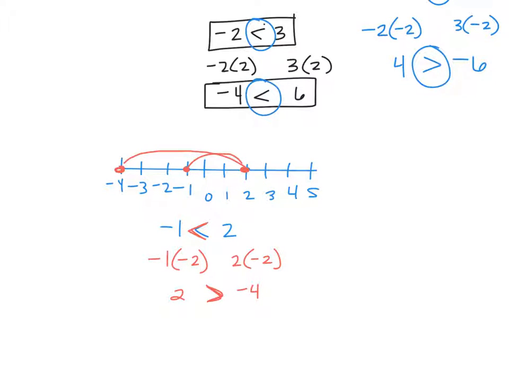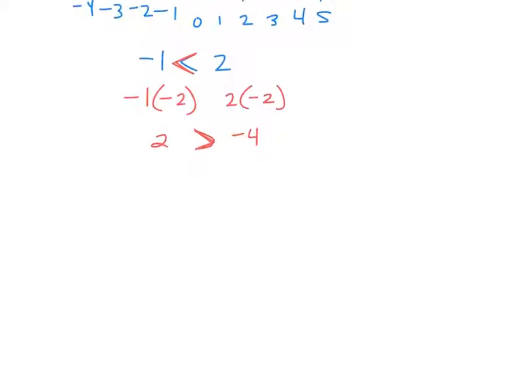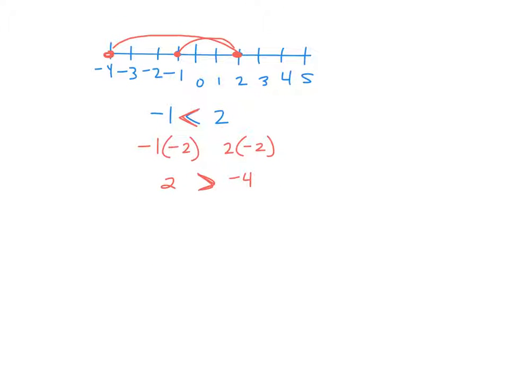Okay, and I'll show you in an actual example of what the problems are going to look like. I think it'll make more sense that way. But I just want you to see why we changed the sign. Okay, because you'll change your inequality every time you multiply by negatives. So let's just do a few to see what we're doing with these.